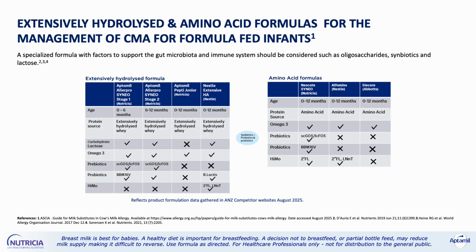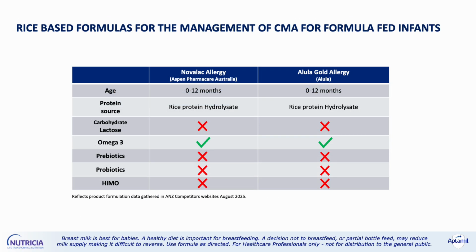For formula-fed infants with cow's milk allergy, specialised formulas that support the gut microbiome and immune function should be considered as part of a broader management plan. This slide shows specialised formulas available to support formula-fed infants with cow's milk allergy as noted by Askia. Rice-based hydrolyzed formulas are an alternative option for some infants, provided rice allergy is not present and nutritional adequacy is ensured.